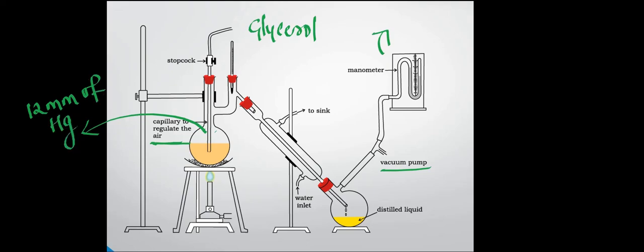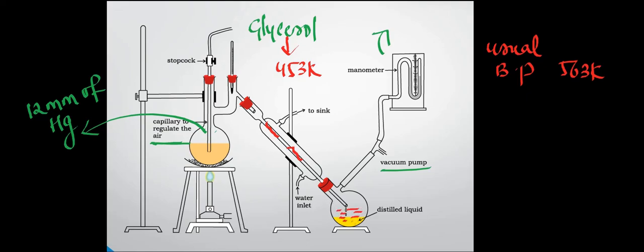Now at this pressure, the glycerol is vaporizing at what temperature? 453 Kelvin, lesser than its usual boiling point. What is its usual boiling point? Its usual boiling point is 563 Kelvin. So we are boiling it, and we are collecting its vapors without any decomposition. And how are we able to achieve this? With the help of reduced pressure. The vapors start entering the condenser, and there is water circulation here, so the cooling process takes place. Now these vapors turn into liquid, and this liquid is collected as the distillate.